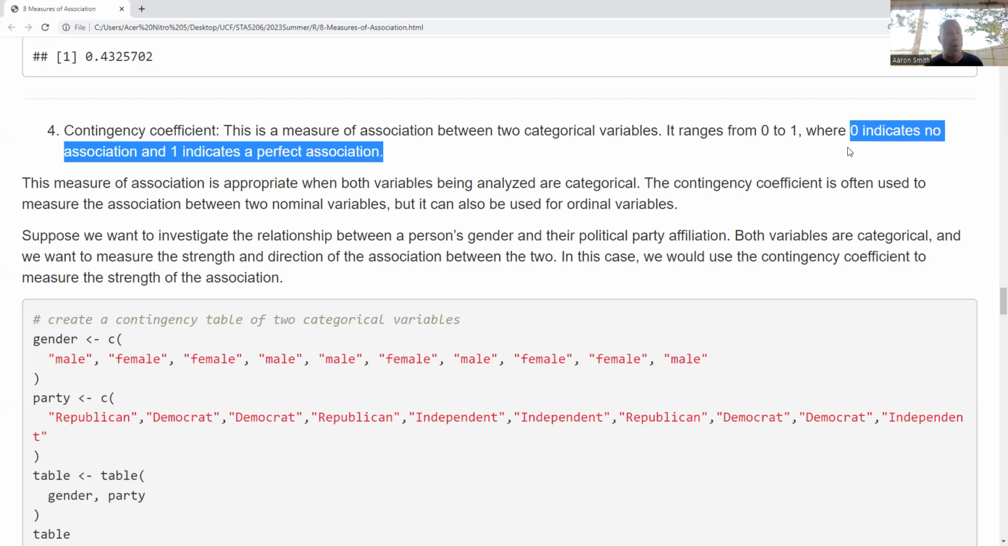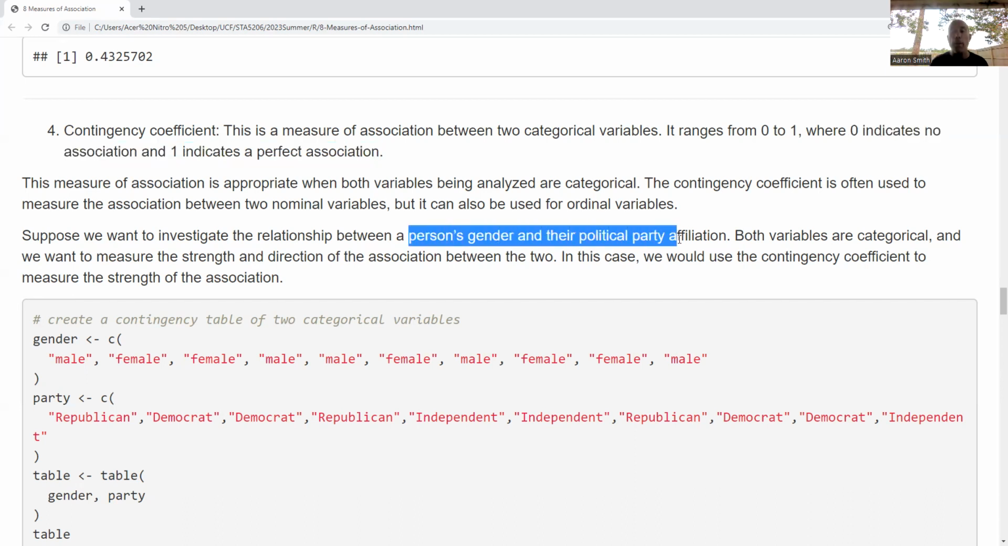The contingency coefficient is often used to measure the association between nominal variables, but it can also be used for ordinal variables also. So suppose we want to investigate a relationship between a person's gender and their political party affiliation. Both variables are categorical, and we want to measure the strength of the relationship between the two. In this case, we would use the, okay, so this is a typo I should have dropped. I should not have the word direction on that because there's no direction aspect on this one. But we do want to measure the strength of the association.